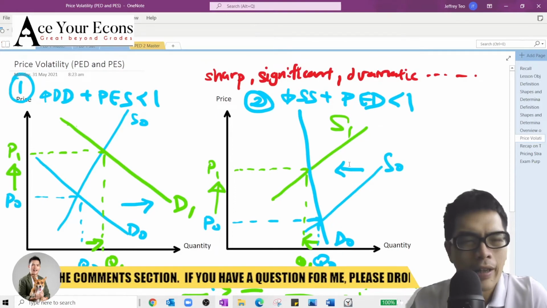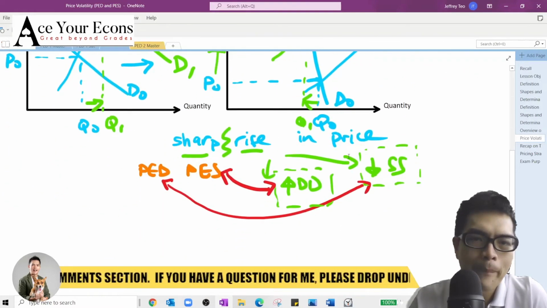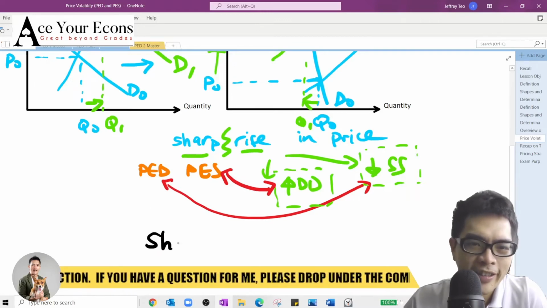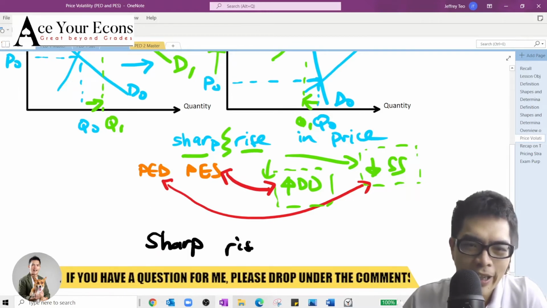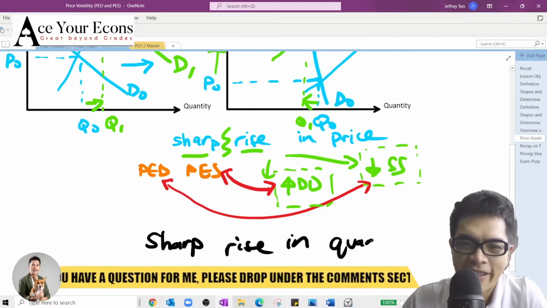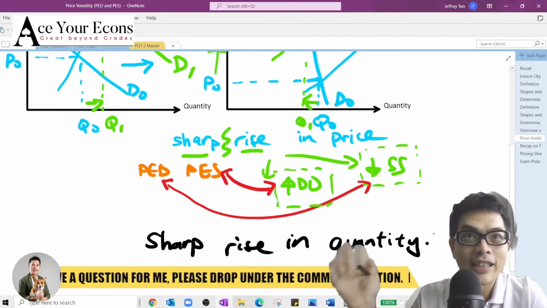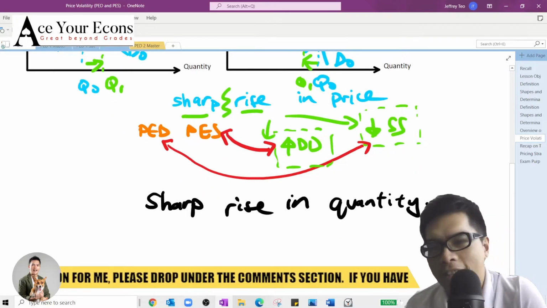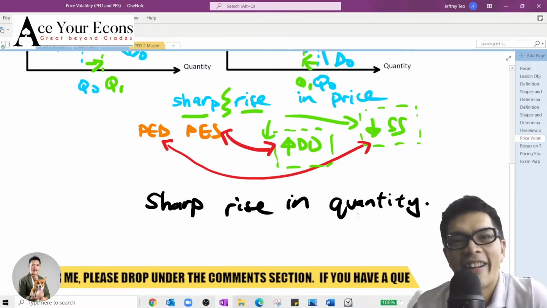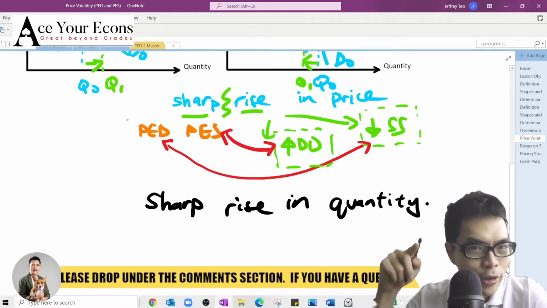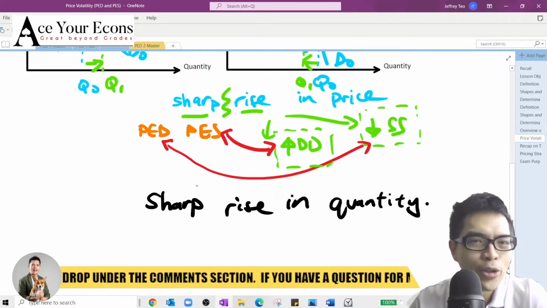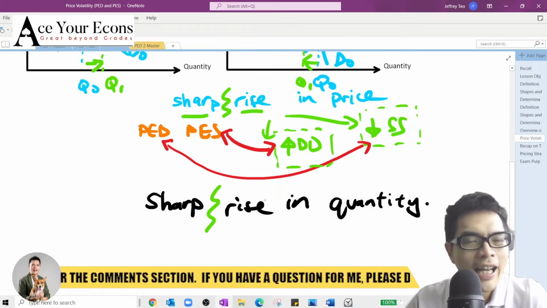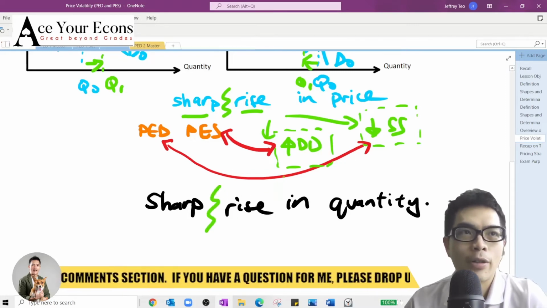So there is also a trick question. What happens if they want you to illustrate a sharp increase in quantity? Sharp rise in quantity. Okay, this one is hardly tested, but my H2 students will probably get this in one of your future questions. How do we illustrate a sharp increase in quantity? If you understood the earlier concept, you should be able to illustrate this. So let's go through it together. This is hardly tested, but it's a quiz question for all of you.